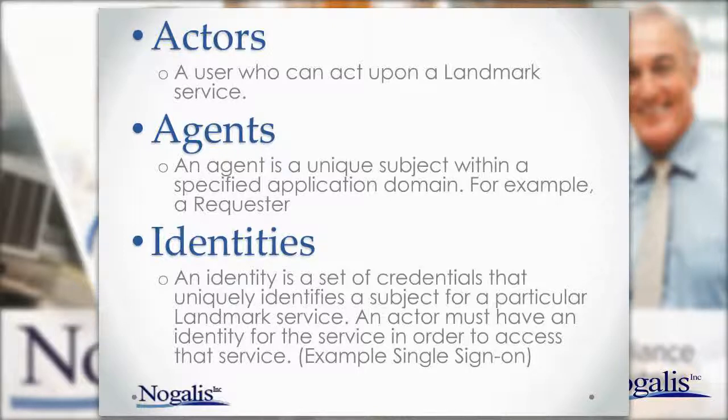An agent is a unique subject within a specified application domain. Okay, so for example, a requester within the buyer application. And then an identity is a set of credentials. Okay, that's really all you can think of as an identity. It's a set of credentials for a particular Landmark service. So for an example, with single sign-on, the user name would be part of the credential.